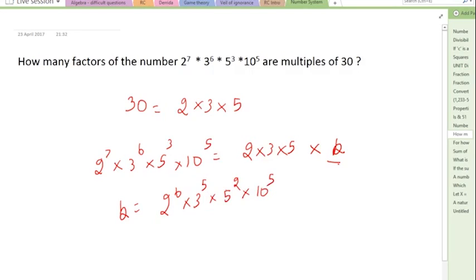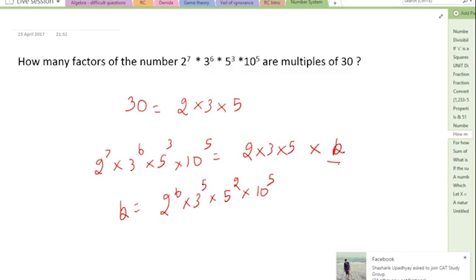Now all the factors of this particular number that you have will be the multiples of k. So multiples of 30. Let's see what we have done here.